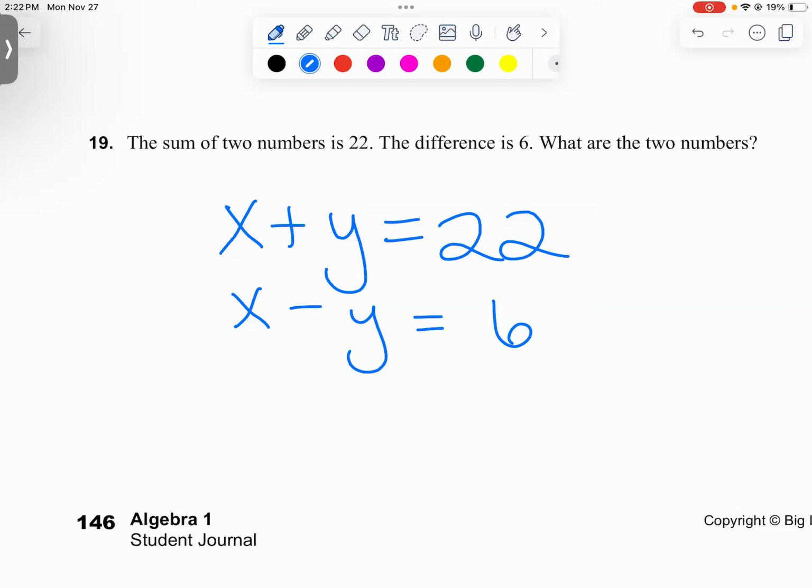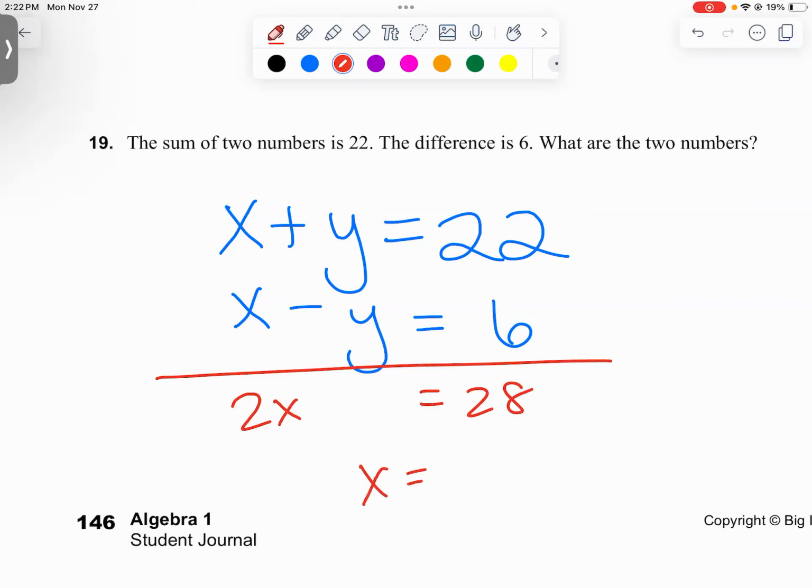Sure. But hey, look at this right now. It's set up for what? Elimination. I can already see that 2x equals 28. So what does x equal? 14. Y is what? 8. Why do you subtract it? Yeah. Difference? Oh, it's 2x.